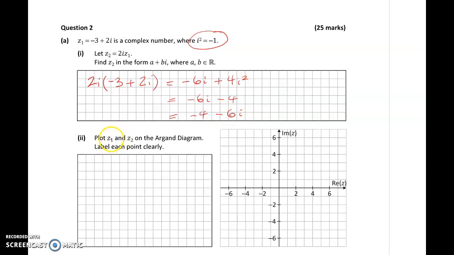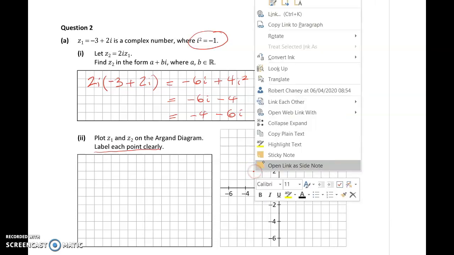It then asks us to plot Z1 and Z2 on the Argand diagram, and it asks you to label each point clearly. That's something that some of you are not great at doing. So let's plot Z1. So -3 along the X, the real part is always the X direction and the imaginary part is the Y. So -3 plus 2i. We have a point here, which is Z1.